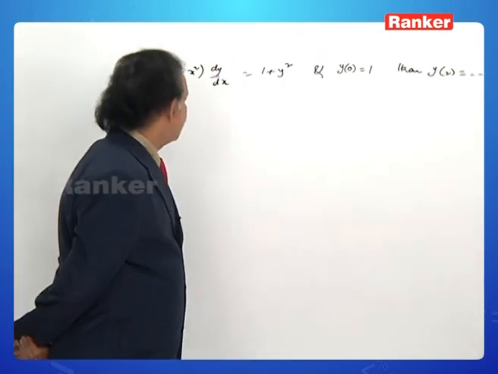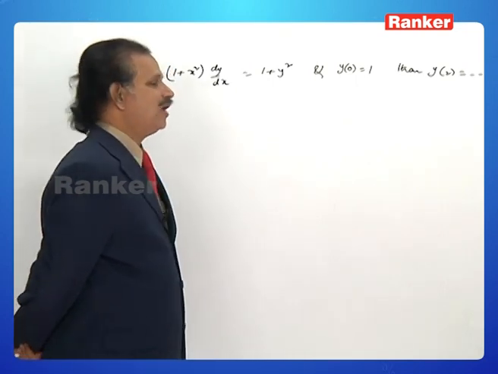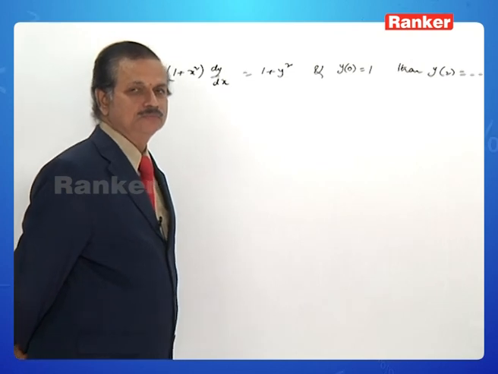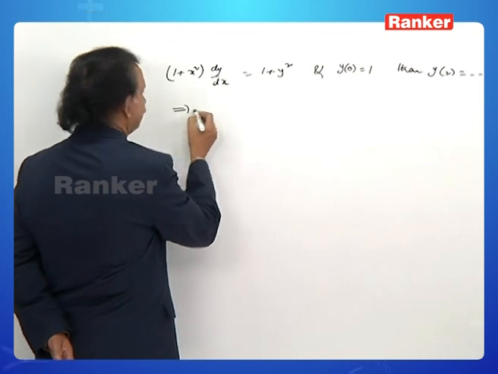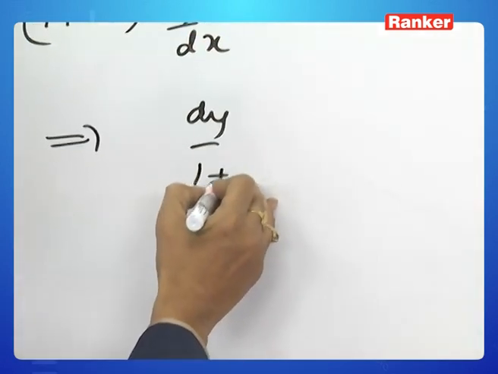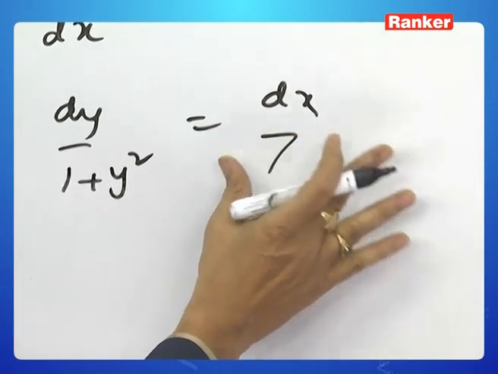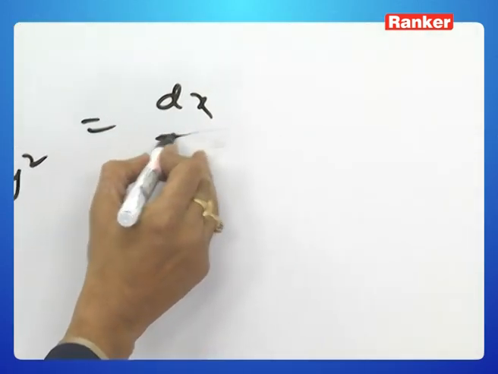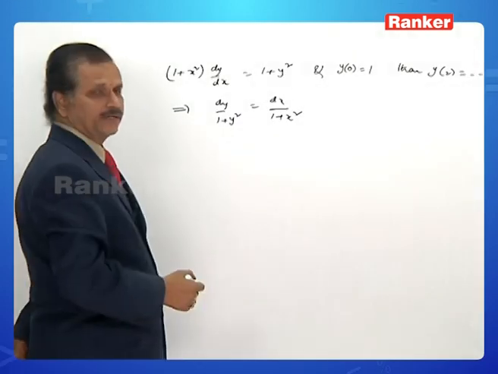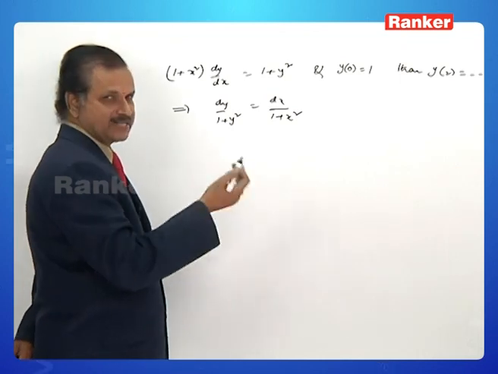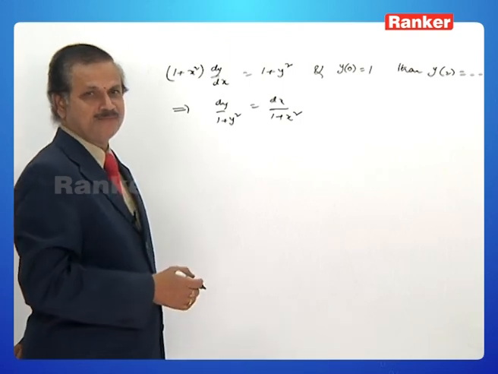Look at that. 1 plus x square into dy by dx is equal to 1 plus y square, and y of 0 is 1. What is y of 2? Let us see. By changing the variables conveniently, it can be written like this. Any problem? dy by 1 plus y square is equal to dx by 1 plus x square. Okay, variables have been separated. That is why this problem is thrown in the model variables separable model.